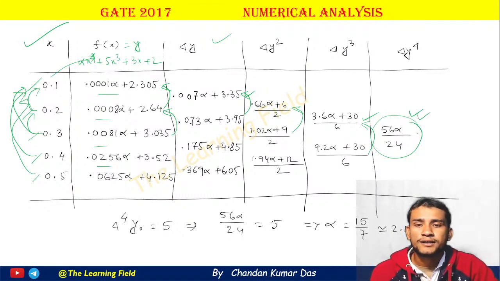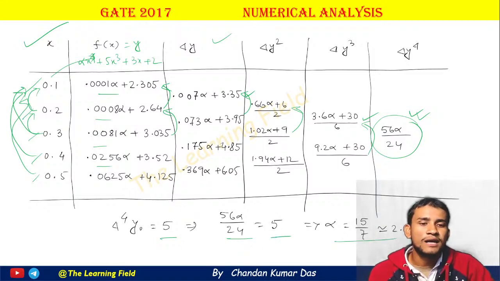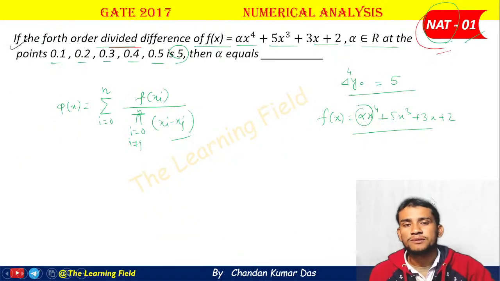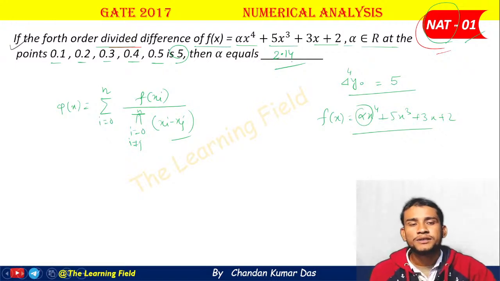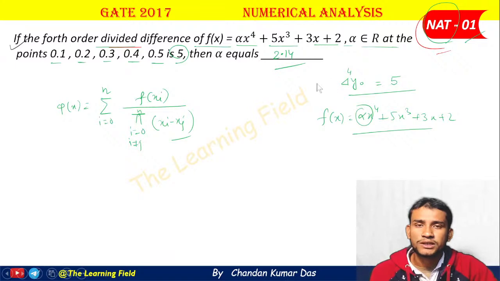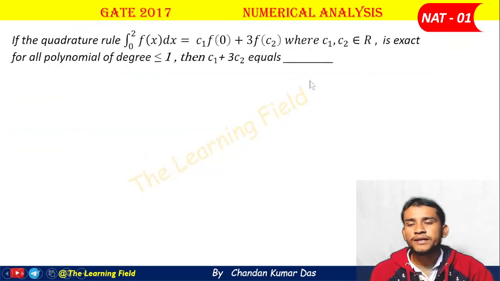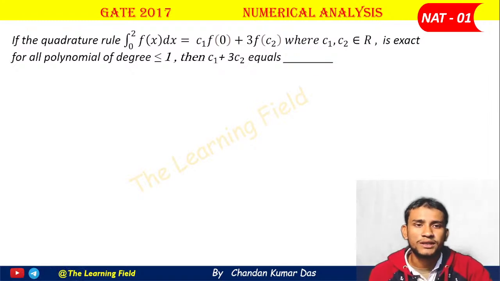It is given that the fourth order divided difference equals 5. So 56 alpha by 24 is equal to 5. This gives alpha equal to 2.14. So this is the required answer of the problem. The answer is 2.14. This is a numerical answer type question, and the question is of 1 mark. Going to the next question, this is also a numerical answer type question.